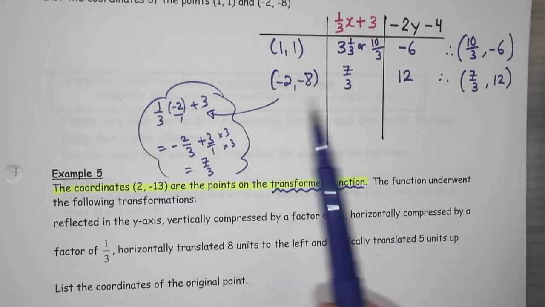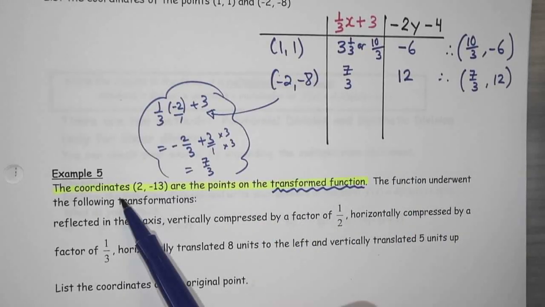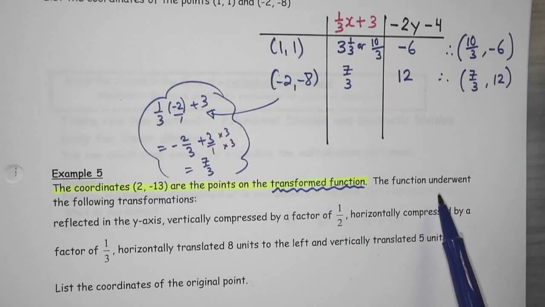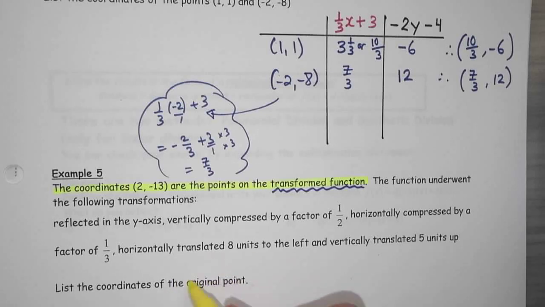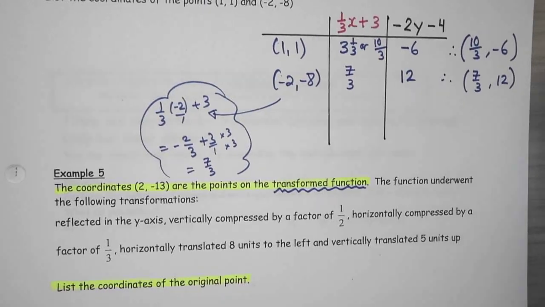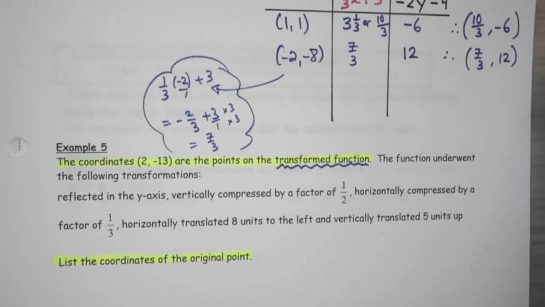One of them is showing you where the new points are going to be, and this is saying this is on the transformed. The function underwent these transformations. I want you to find the original point. So I want you to find the original point on the parent function. So back, you're going backwards. So this is the backwards question.